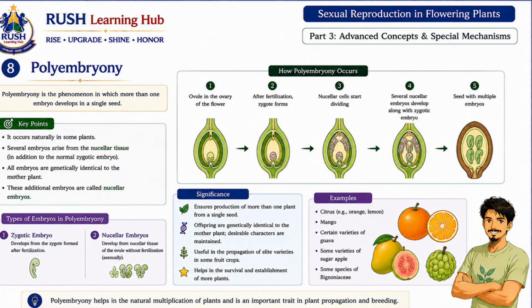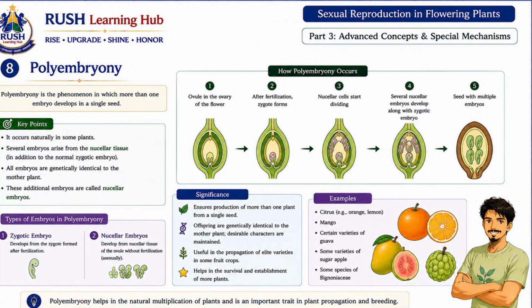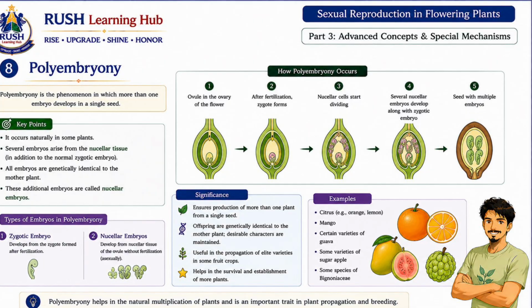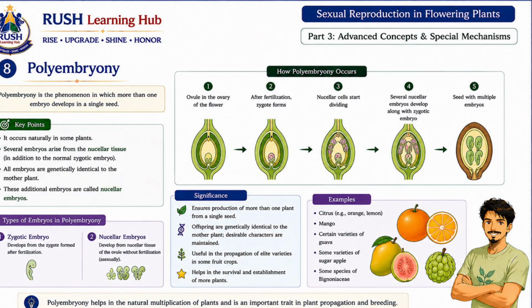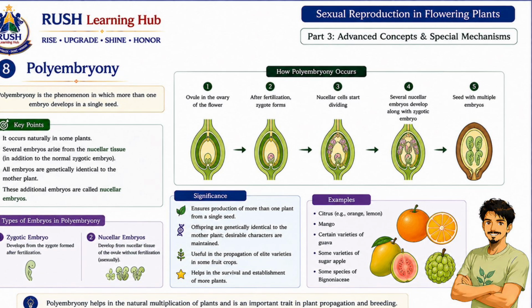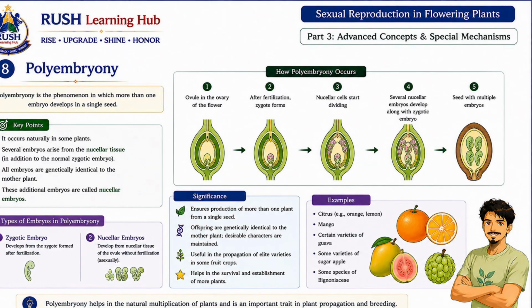Types of embryos. There are two main types of embryos present in a polyembryonic seed. The first is the zygotic embryo, which develops from the fertilized egg cell through normal sexual reproduction. The second is the nucellar embryo, which develops from nucellar tissue without fertilization. These nucellar embryos are genetically identical to the mother plant.